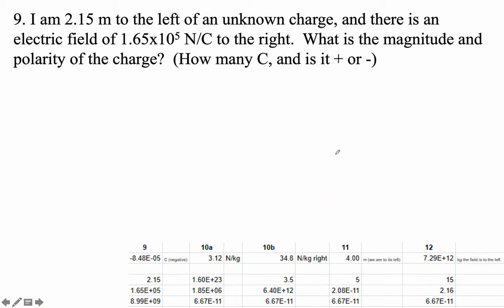All right, let's see. I am 2.15 meters to the left of an unknown charge. You got to draw a picture. Unknown charge. And I am... This is not an anonymous Q, by the way. Let's see, I'm to the left of this. Okay, 2.15 meters, in fact.